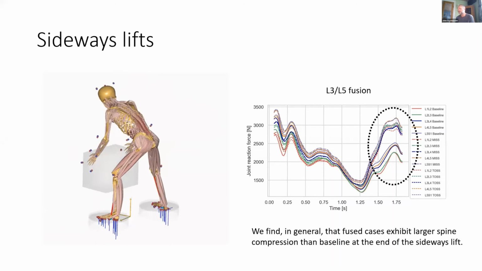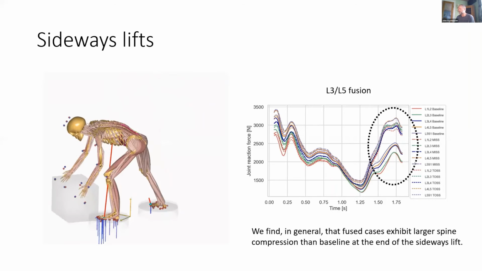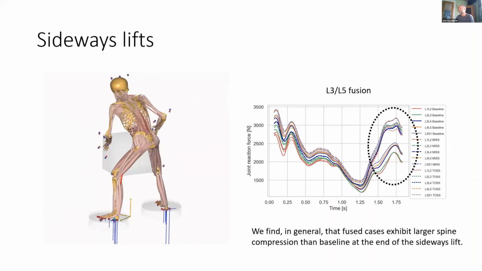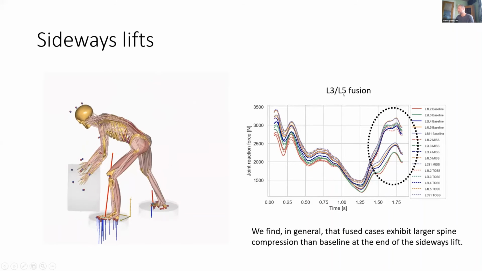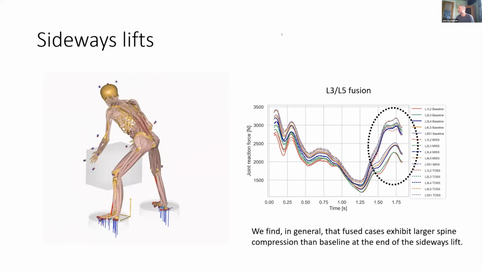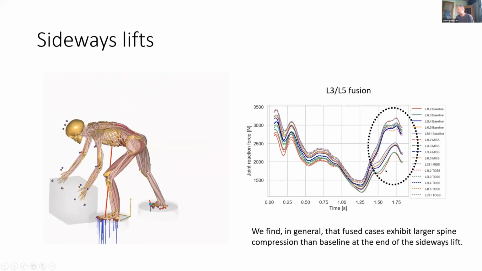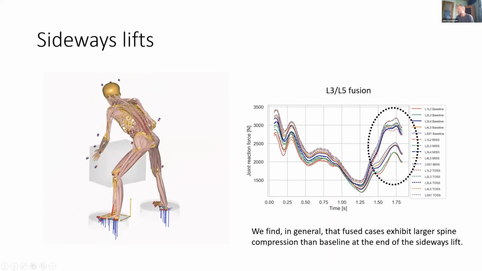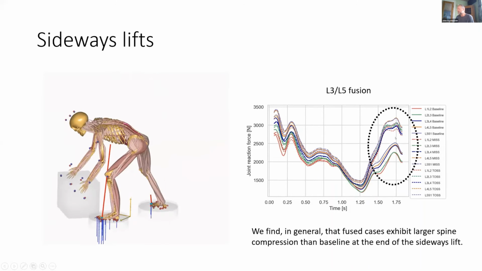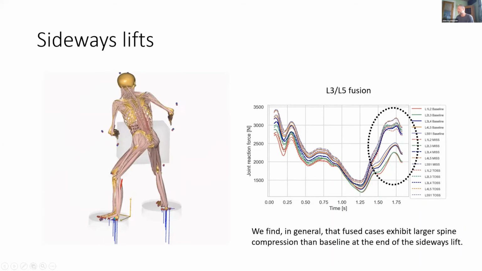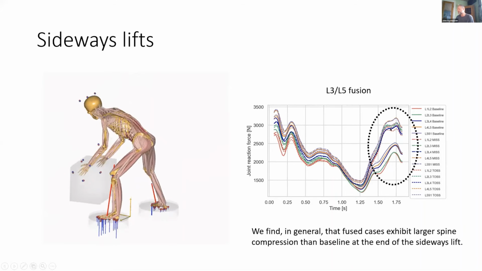Because at the end of the sideways lift, we actually see a differentiation in the results, as you can see over here on the right-hand side. This is for the case of L3, L5 fusion, and on this graph the solid lines, mainly the ones here on the lower part of this section, are for the baseline case, and the lines with the various kinds of dots, up here, are for the surgical cases.